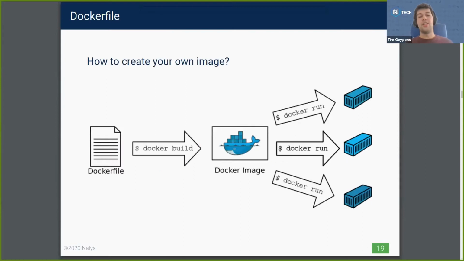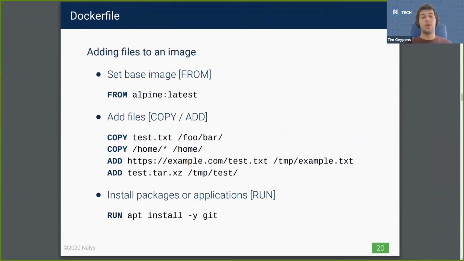So that brings us to the full flow that we typically use when using Docker. We write our first Dockerfile, and we use docker build to create a new Docker image. And then we can use that Docker image to spawn any number of containers from it with docker run. What will we write in that Dockerfile?